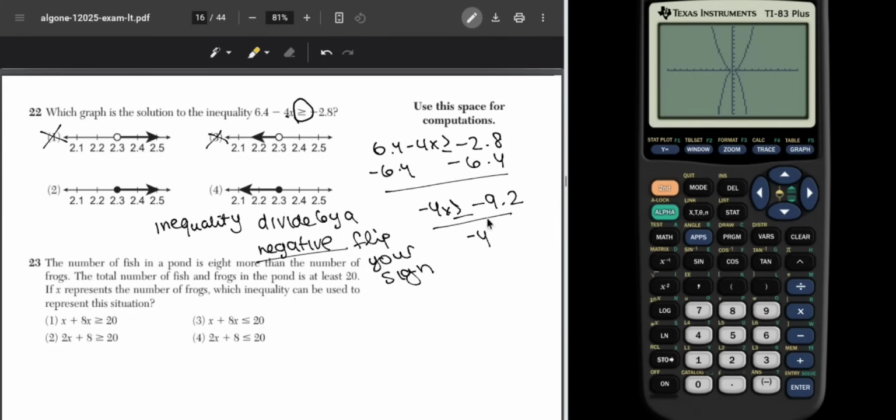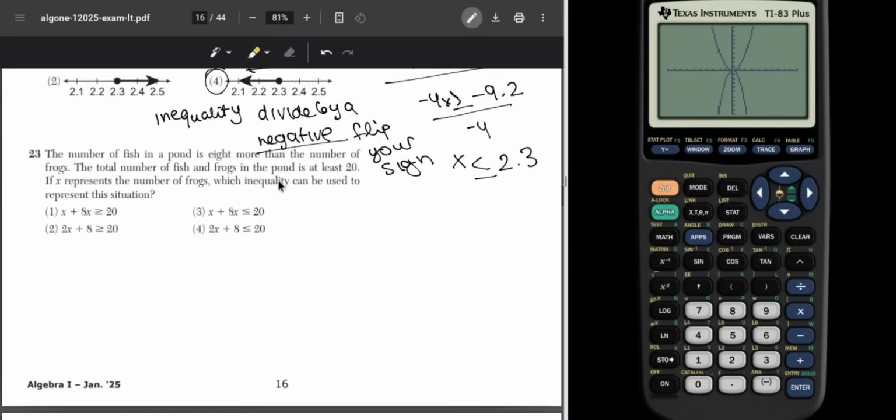In other words, when I divide by -4, my x is now going to be less than or equal to 2.3. Because I divided by a negative, I must flip my sign. My sign was originally stated as x greater than or equal to my answer. But now, because I divided by a negative, my x is less than or equal to 2.3, which is answer choice number 4 because my arrow is going to the left.